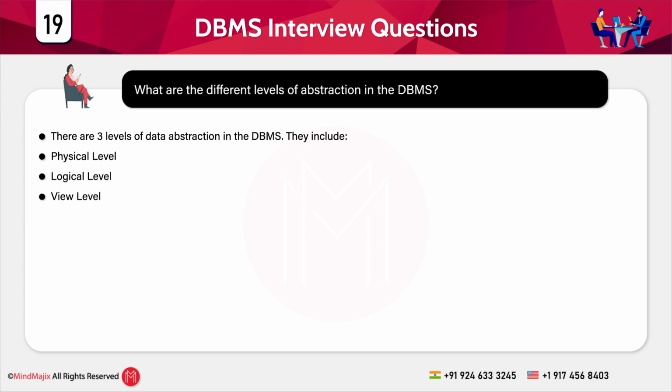Now if you talk about the logical level, this is the next level of data abstraction, which states the type of data and the relationship among the data that is stored in the database. And the next level is the view level. This is the highest level in the data abstraction, which shows only a part of the database. In the top to bottom hierarchy, on the topmost you have the view level, in between you have the logical level, and at the bottom you have the physical level.